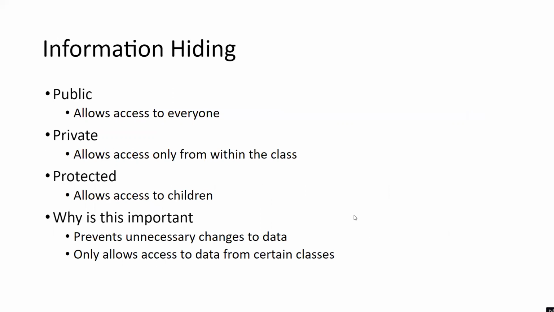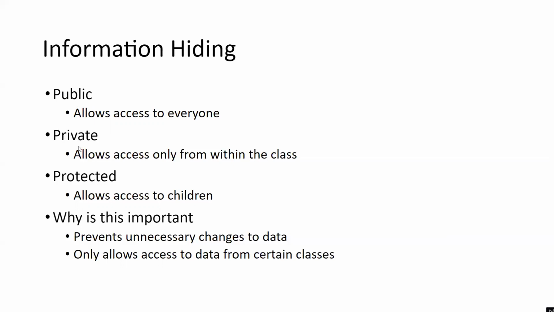Information hiding, so that's our protection levels. So we've got public, which allows access to everyone. So anybody outside of the class can read the data. They can write to the data. Hackers typically use public variables to get access to certain systems. So it's best to use private when dealing with variables and functions and stuff like that. So where you can or where you have to, use private, but use public sparingly, and use protected as needed.